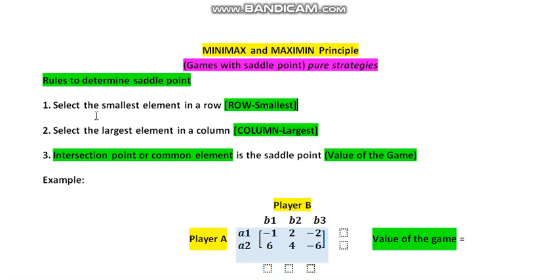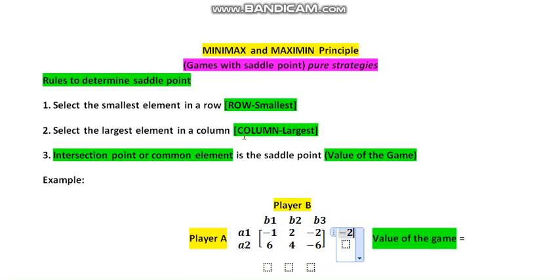All right, given the payoffs for two different players. The first rule that we need to remember is, given the payoff like that, for player A and player B, these are the two strategies, A1 and A2, and for B, B1, B2, and B3 strategies. We need to select the smallest element in a row. So from this particular row, what is the smallest element here? Minus 2, 2 and minus 1. So ultimately it is minus 2 here.